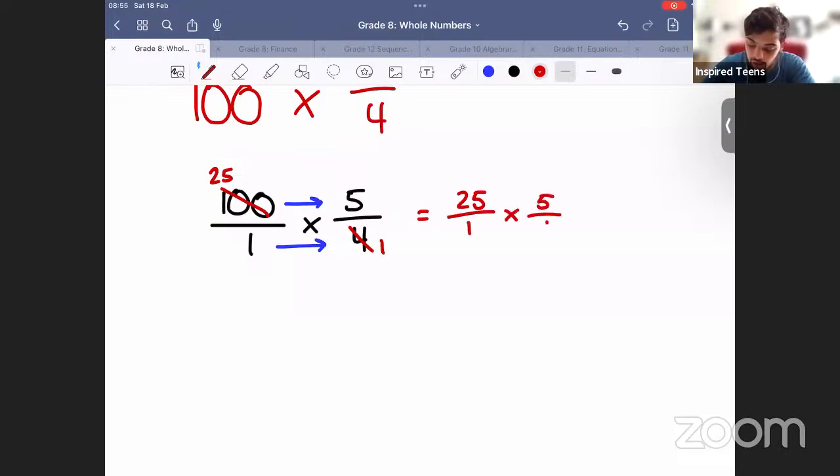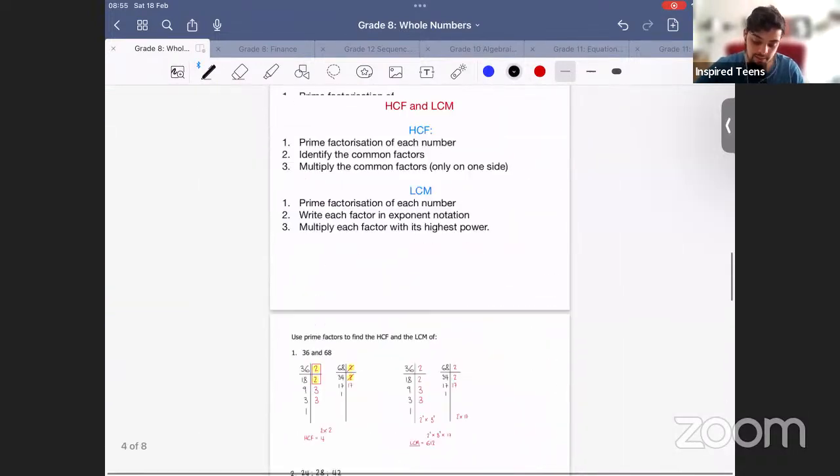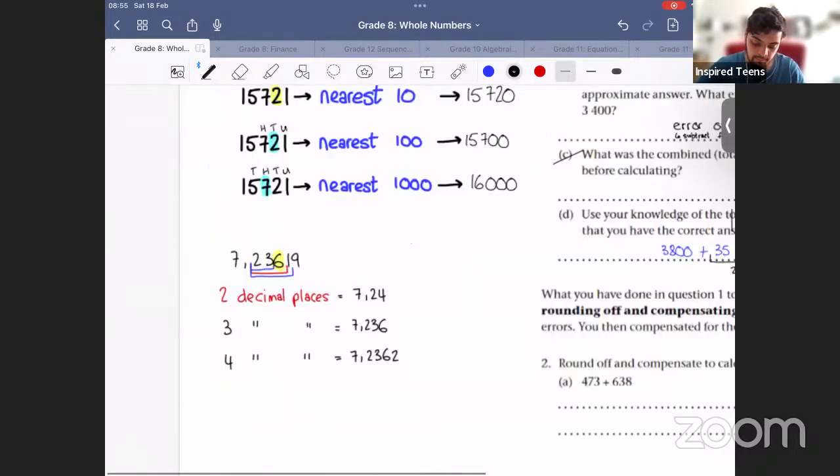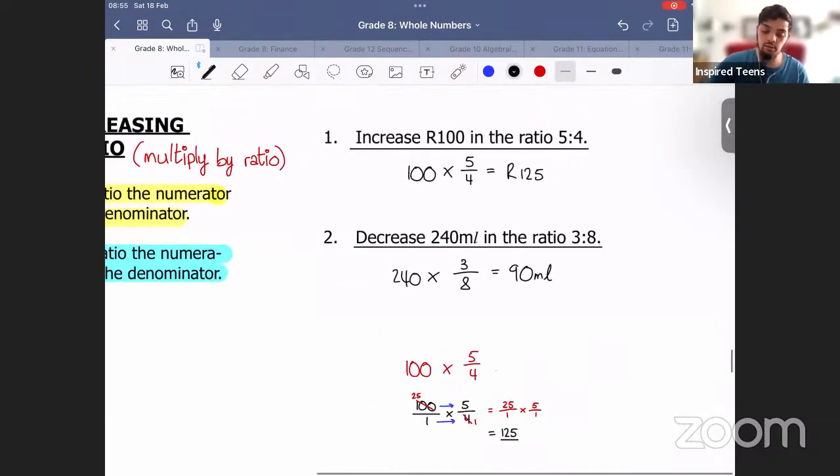Now I've simplified things because I'm left with 25/1 times 5/1, which is essentially 25 times 5. In that case, I get 125. So that's how you do it without a calculator. Again, we will be covering this when we do common fractions. So firstly, I was doing decimal rounding off. And then we just went through how to do this calculation without a calculator.